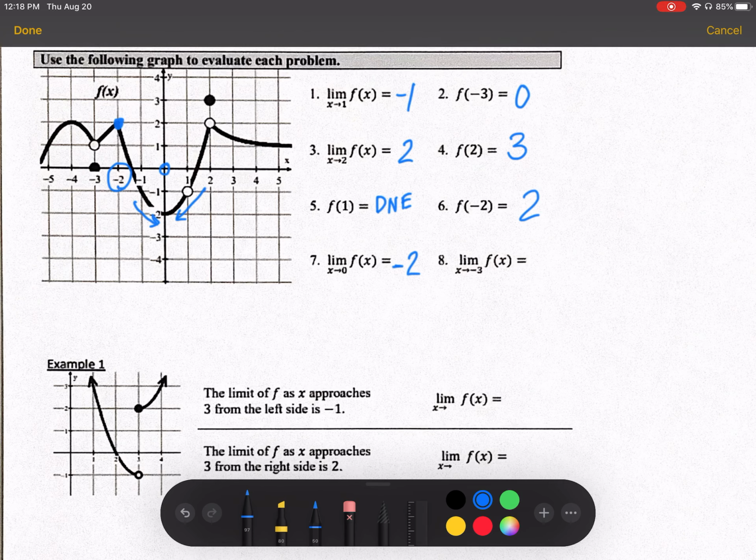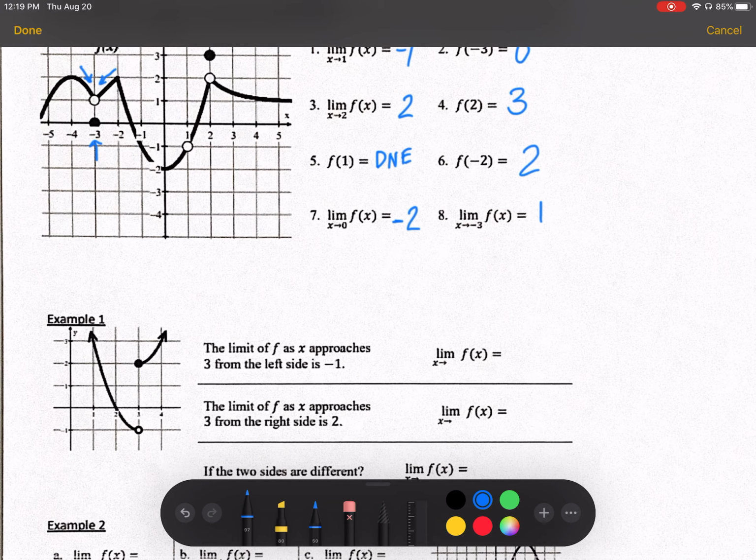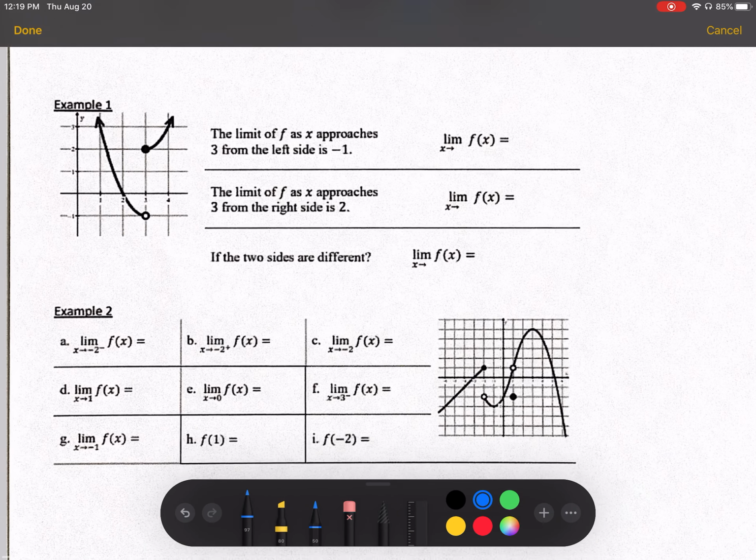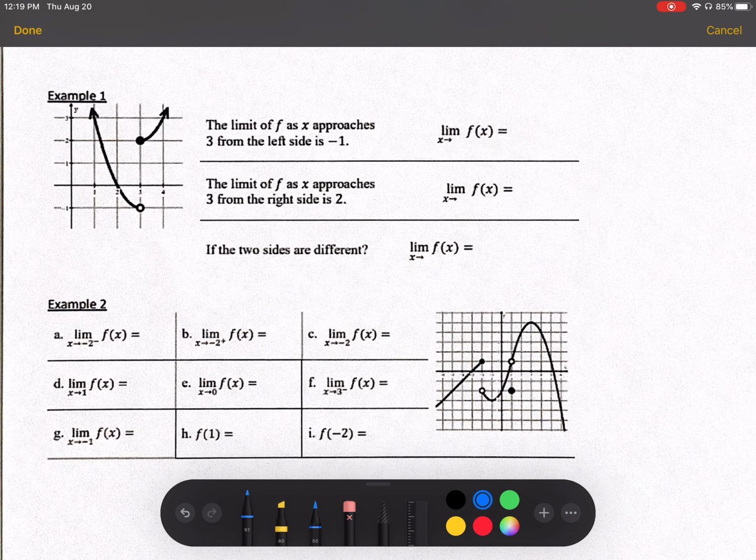Then we have the limit as x approaches negative 3 of f of x. So we'll come over here. Negative 3 is right here. If we go to the graph, what am I trending towards on both sides? And that's going to be 1. This is going to be an important piece, understanding how these limit graphs work.